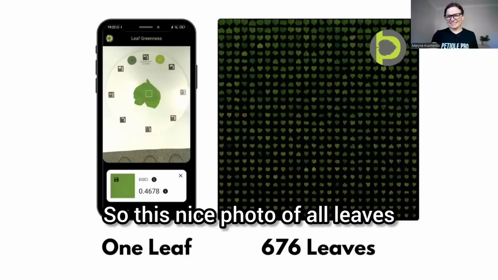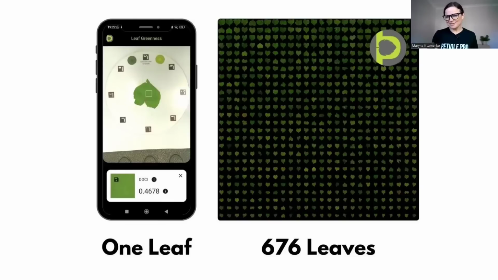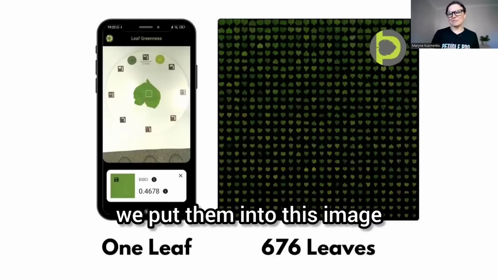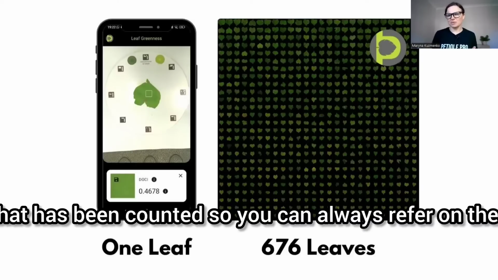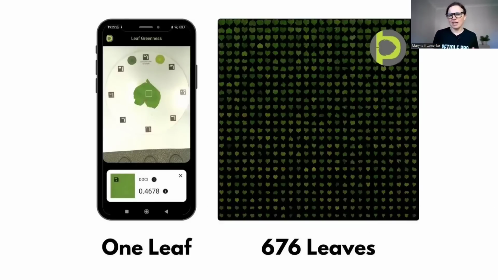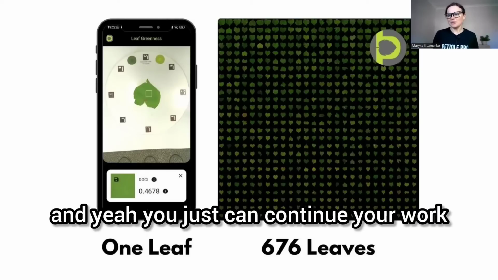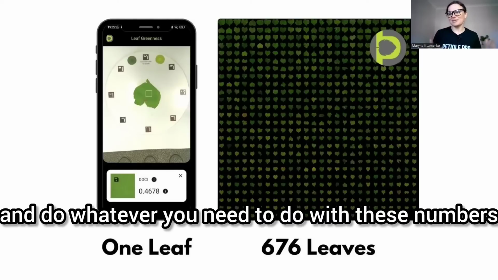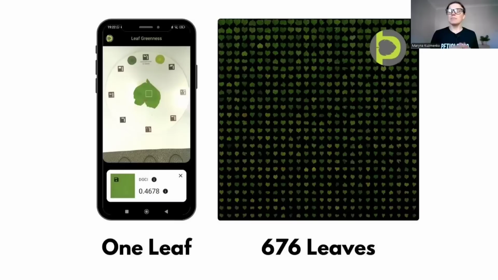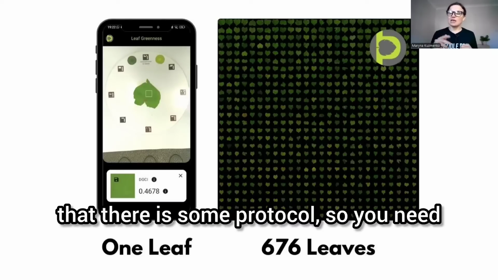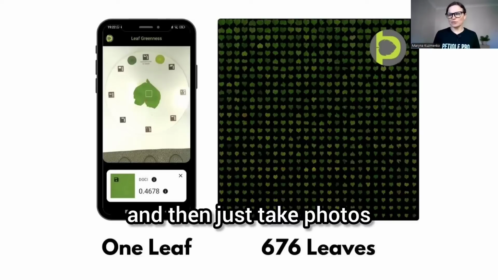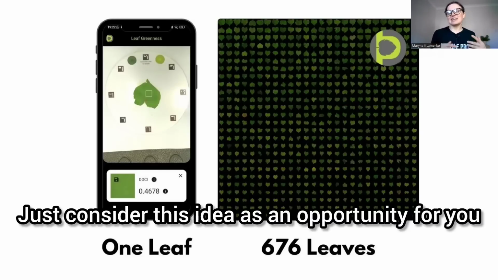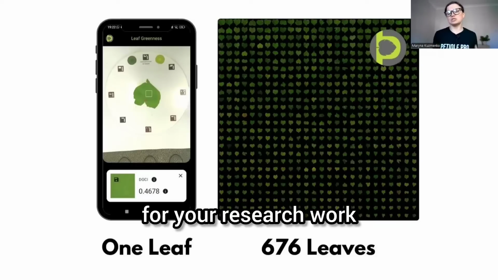This nice photo of all the leaves which he sent to us, we put into one image, and it's the proof of what has been counted, so you can always refer to it, and you can just continue your work and do whatever you need with these numbers. The only requirement is that there is a protocol: you need a clear image, the calibrating plate, good light, and then just take photos.